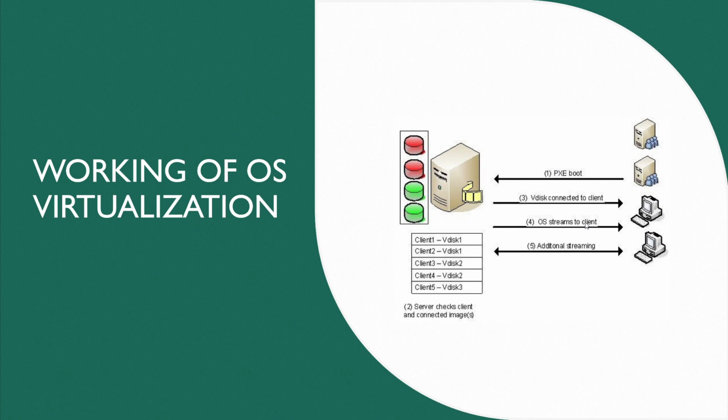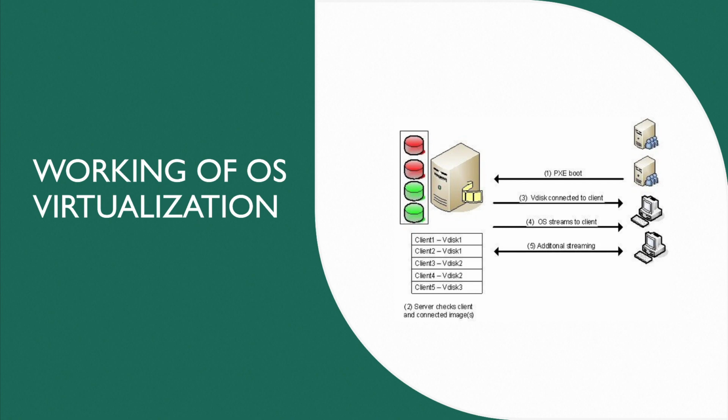Coming to connecting the virtual disk, this is the second step. When the connection is established between the client and server with the help of PXE boot, coming to the second step, the server will look into its database to check whether the client is known or unknown and which virtual disk is assigned to the client. So in the first step we have established a connection, and in the second step we are going to assign a virtual disk to the client.